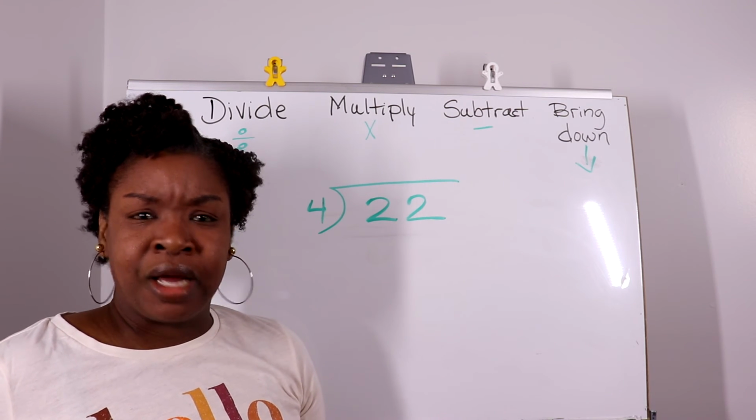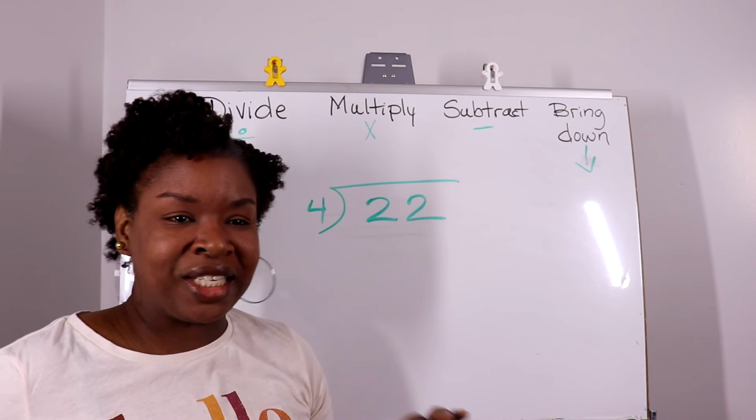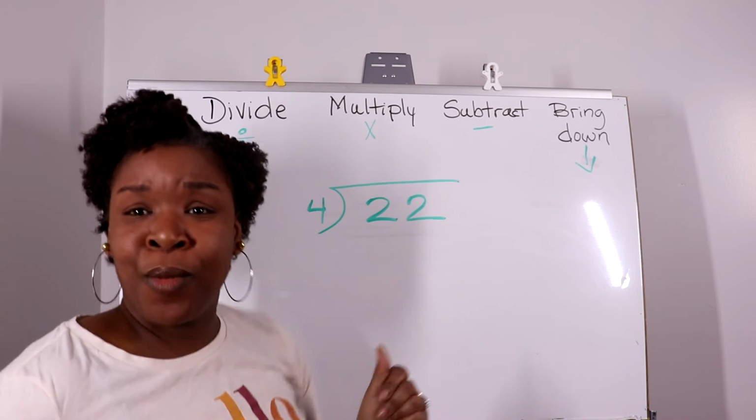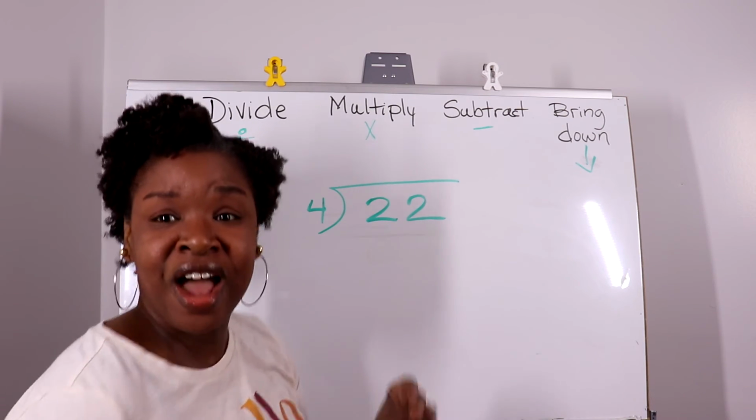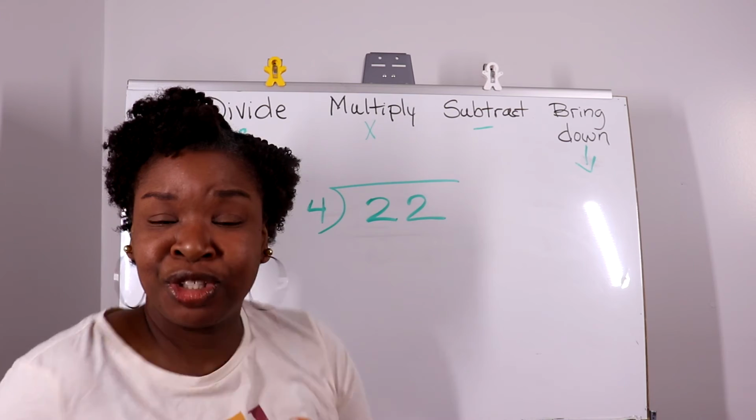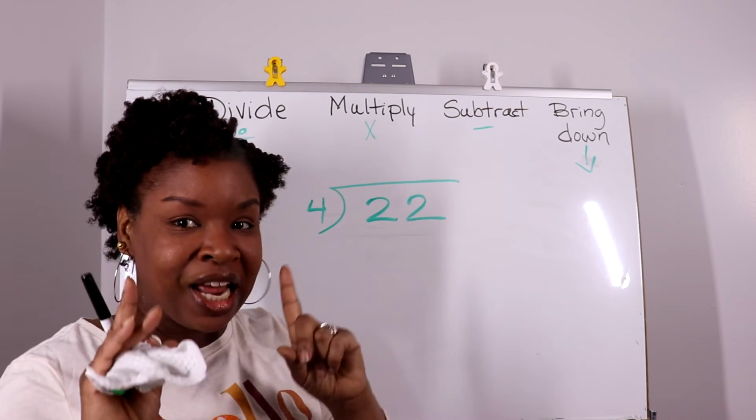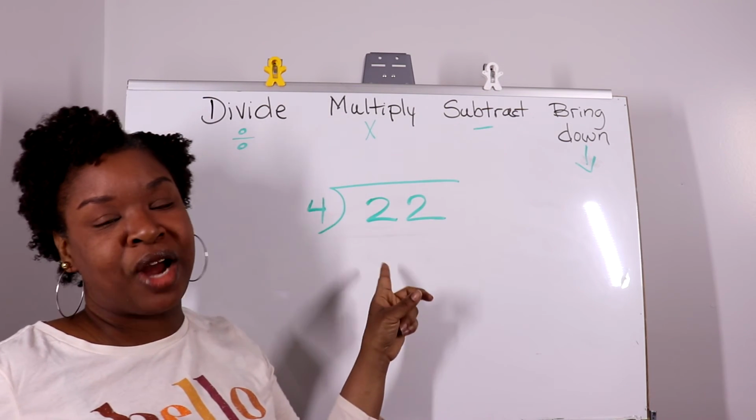What are the steps for division? I don't know. Wait a minute. What was that little snazzy beat? Divide, multiply, subtract, bring down. Okay, so let's remember that as we solve this problem.